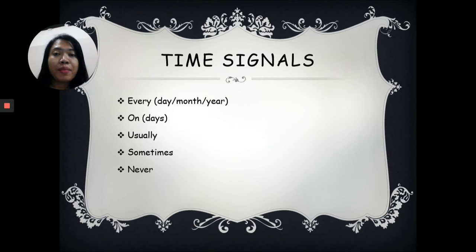There are some time signals we use in simple present tense. What are they? Every day, every month, every year. On days, for example, on Mondays, on Tuesdays, or on Wednesdays. And then usually, sometimes, and never. What about the present continuous tense? Do you still remember the time signals we use for present continuous tense? Yes, they are at the moment, now, right now.